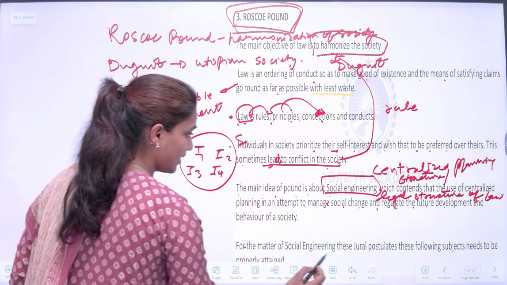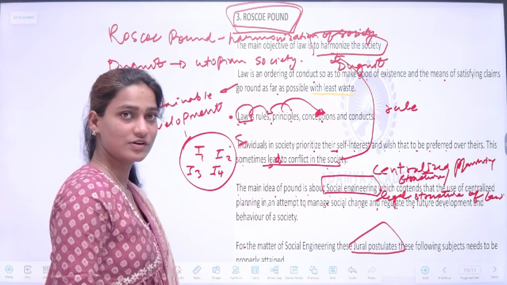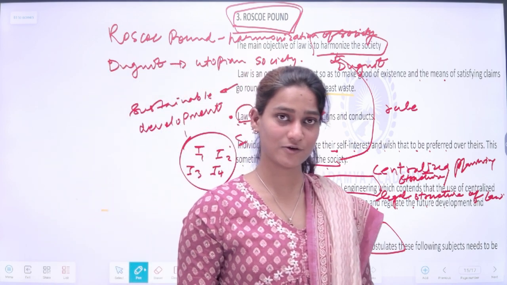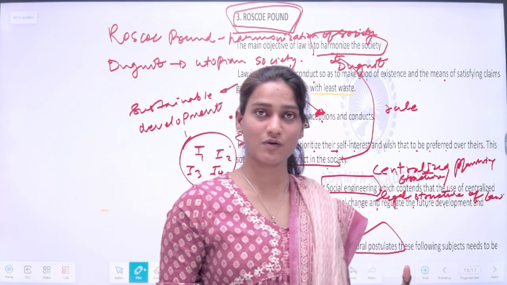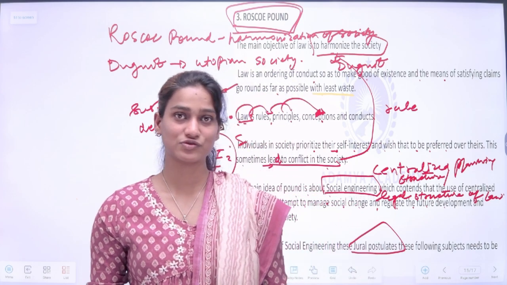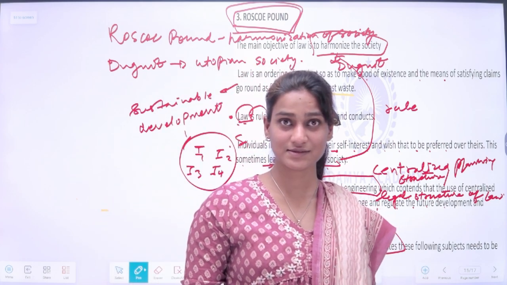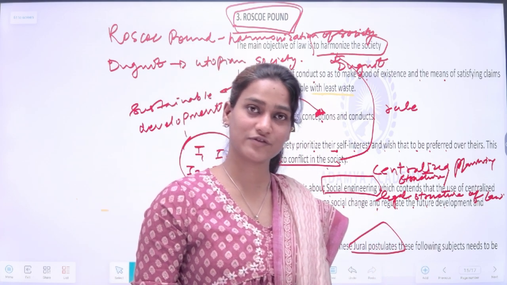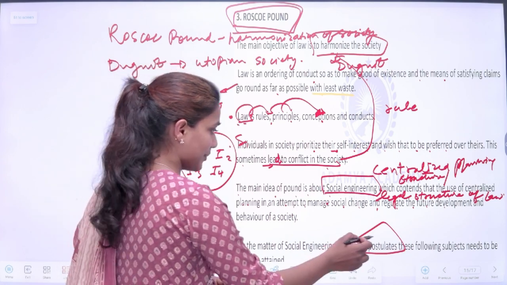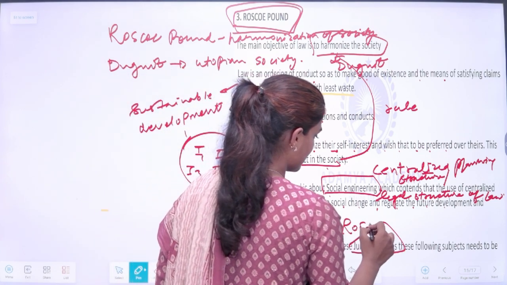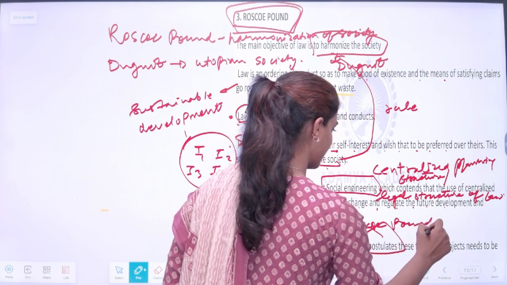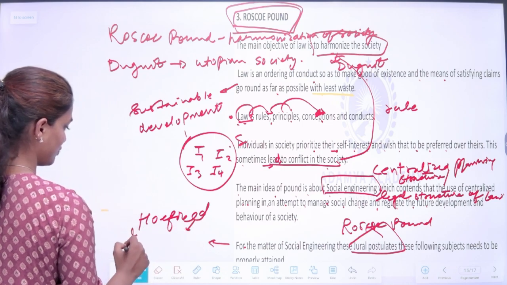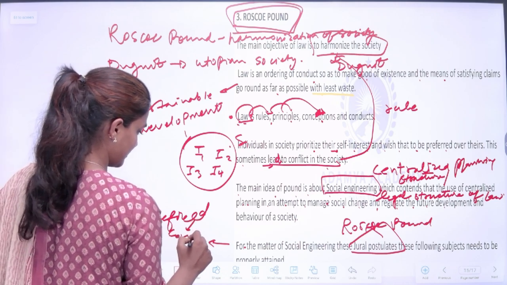And he has given very famous general postulates. When we were discussing the expected questions, there was one question related to who has given jural correlatives. There is a difference between jural postulates and jural correlatives, so don't get confused between the two. Jural postulates have been given by Roscoe Pound, and Hohfeld has given jural correlatives.